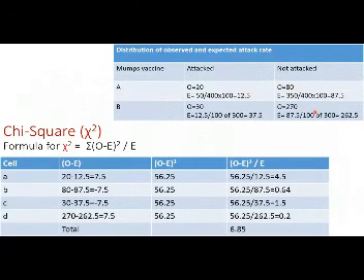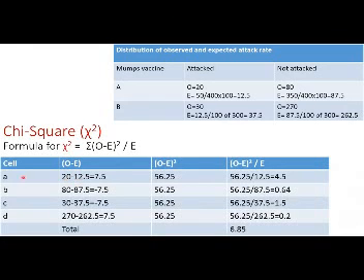This is the same table. Over here we are calculating the chi-square value. As I explained, the chi-square value is equal to the summation of the square of the difference between observed and expected, divided by the expected. In other words, the chi-square is the summation of the square of the difference between observed and expected over the expected.